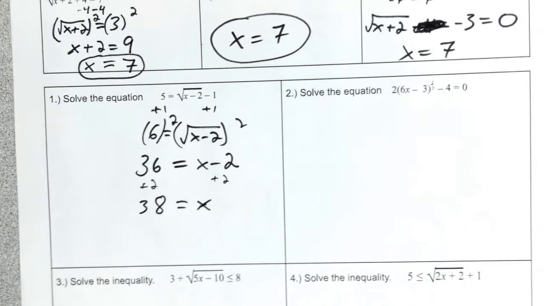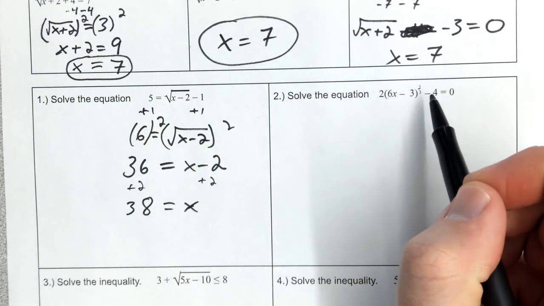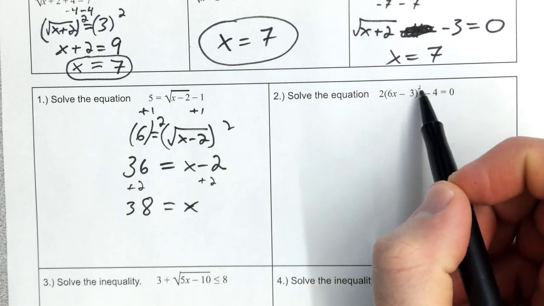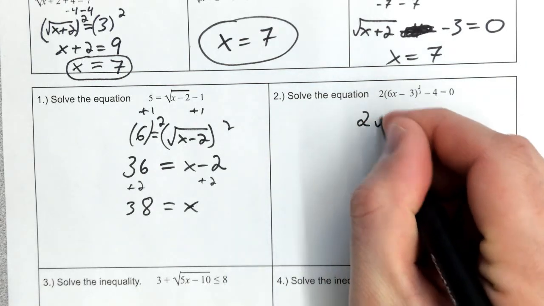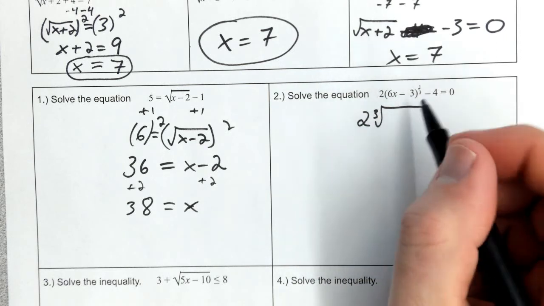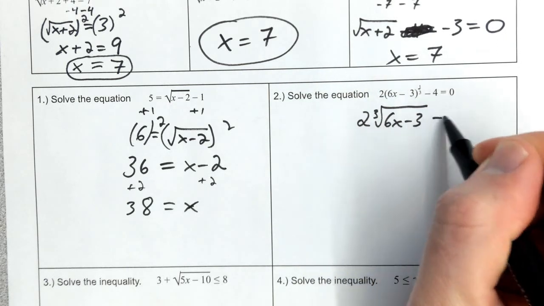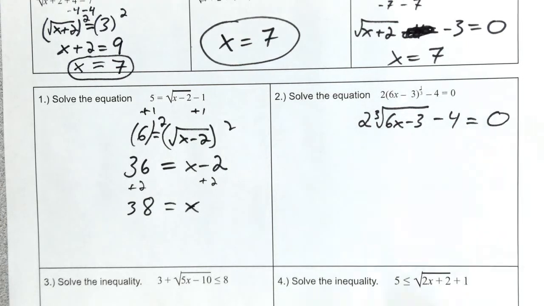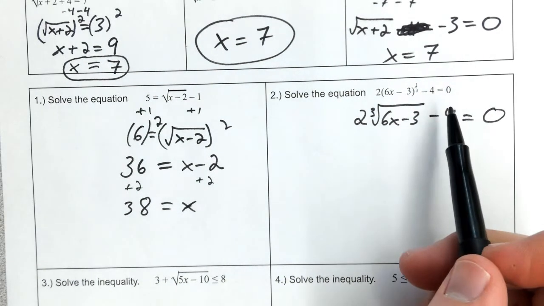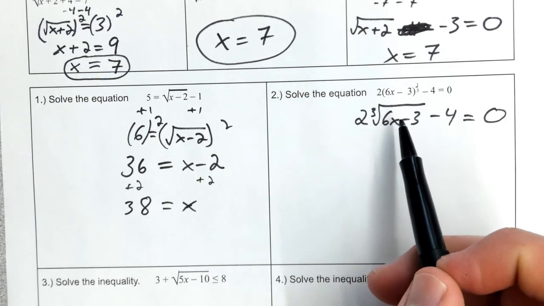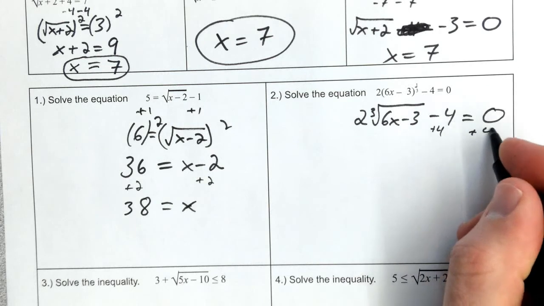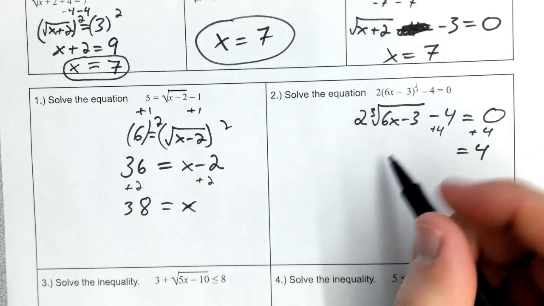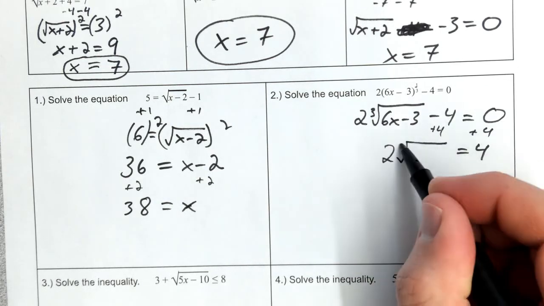Okay, let's do this one. Now, we didn't talk about this a lot, but this 1/3 power is the same as the cubed root. So this equation can be written as 2 times the cubed root of 6x minus 3, minus 4 equals 0. Now, this is already set equal to 0, so you could graph this and find the x-intercepts, and that would be fine. But I'm just going to show you how to do it algebraically here. So I'll add 4 to both sides. So I get 4 is equal to 2 cubed root of 6x minus 3.